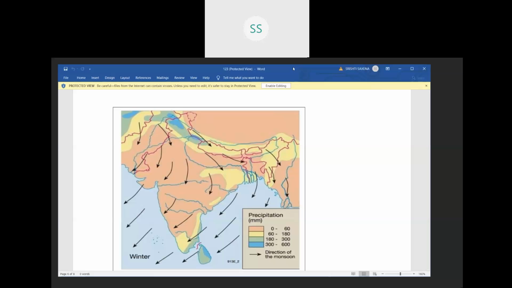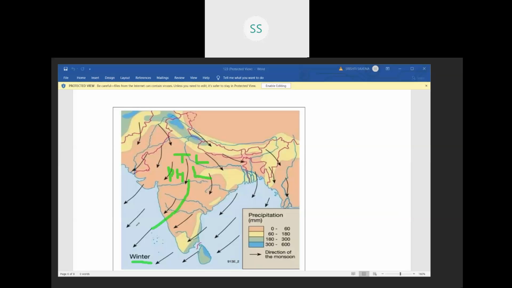Now, this is your land. In the first part, we have already done all these parts. What happens in winters? Already written here, winter. In the month of October, temperature starts declining. So temperature is low. What will happen to the pressure on the land, children? Pressure will automatically become high. When the pressure becomes high, what will happen to the winds? Winds will blow from high pressure regions to low pressure regions.